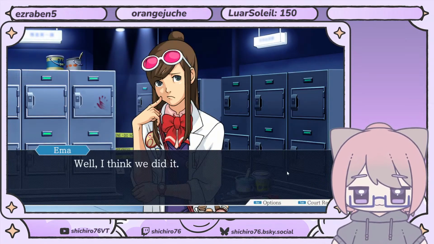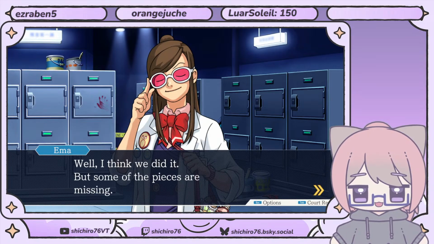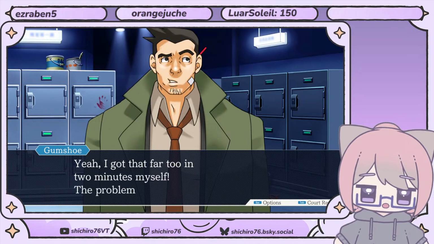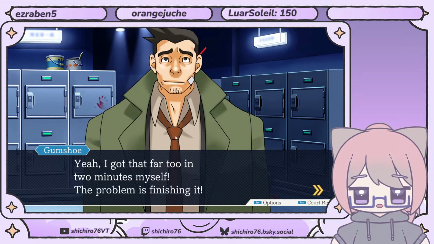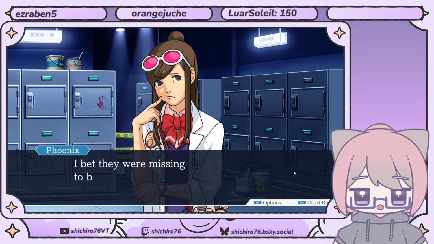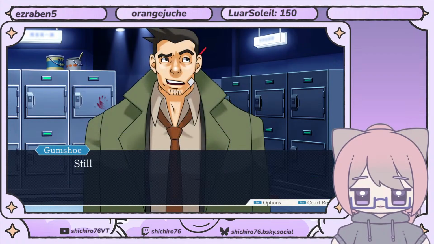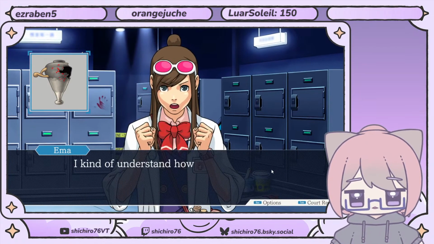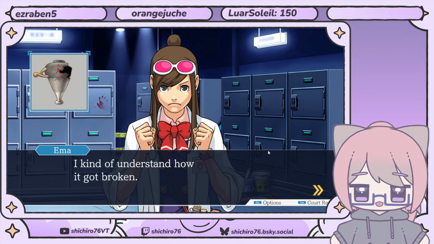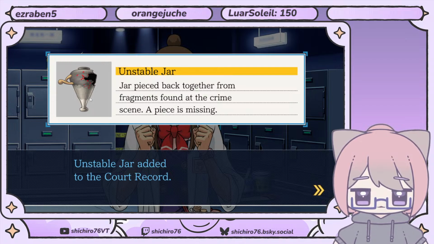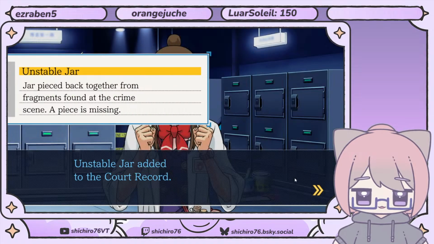Huh? Well, I think we did it, but some of the pieces are missing. Yeah. Got that far in 2 minutes myself. The problem is finishing it. Were some pieces stolen? I bet they were missing to begin with. Still, doesn't look like the most stable kind of jar. Kind of understand how it got broken. Unstable jar added to the court record. Yeah, I don't think it takes a big genius to figure that one out.